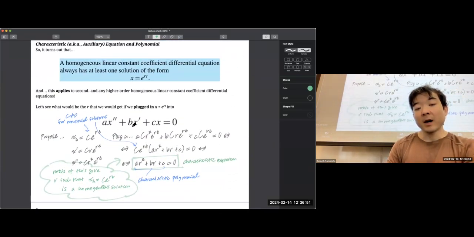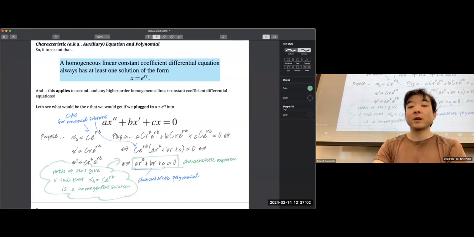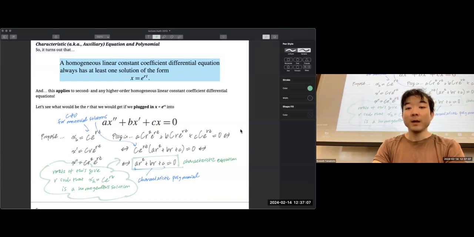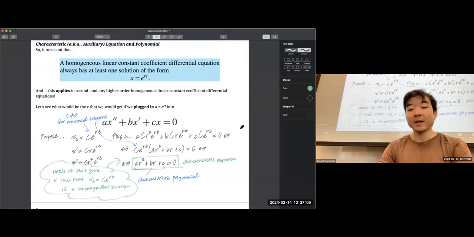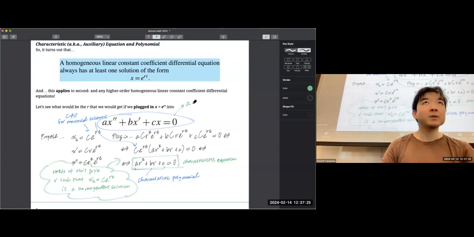In the end, because of the chain rule, you pop out r squared or an r, depending on whether it's a second derivative or first derivative. The way you can get to the characteristic equation right away, without having to do all that work that we just did before, is to look at this differential equation and see that a times x double prime is going to pop out two r's because of the chain rule, so this will be r squared.